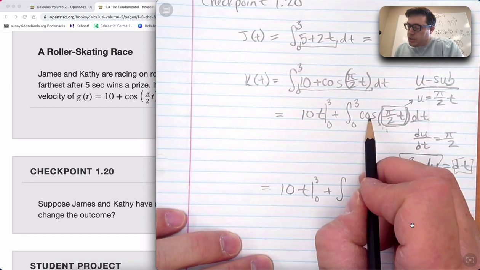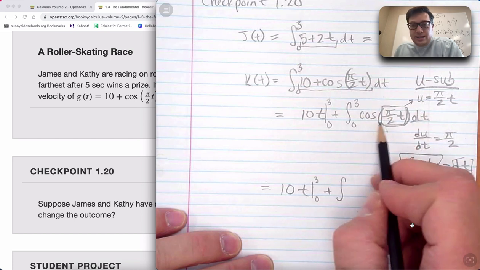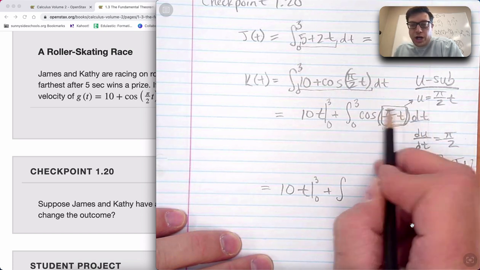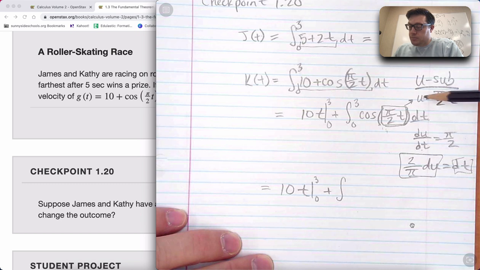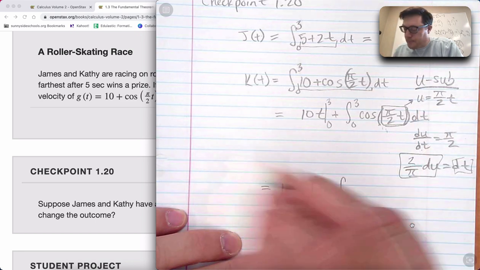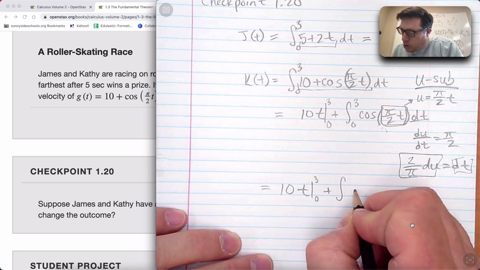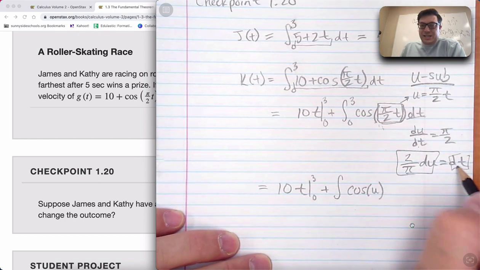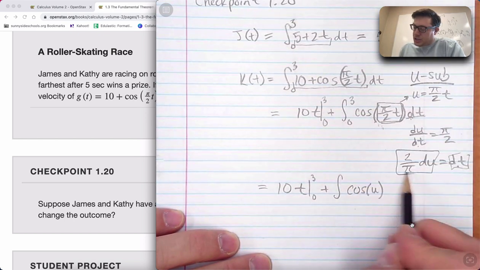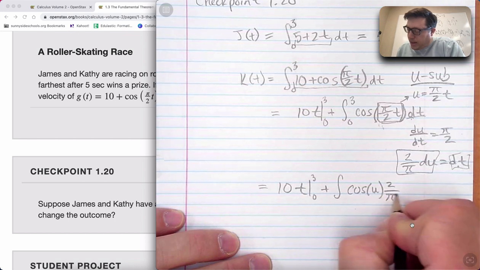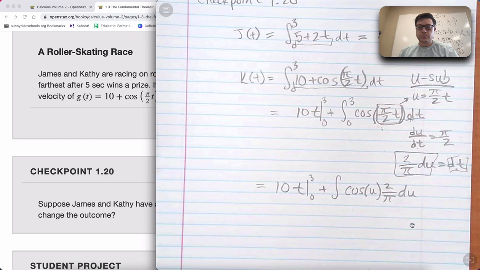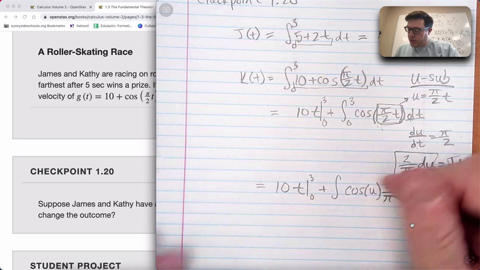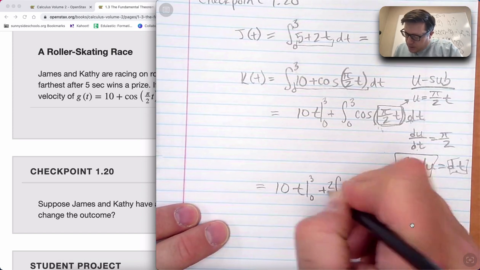But what I am going to do is rewrite all of this integrand with the dt now in terms of a u variable. We're substituting a u, a single letter, into this problem. So we're going to have cosine of u, that's the easy swap, and then dt is actually 2 over pi du. Given that it's 2 over pi, we can put it outside.